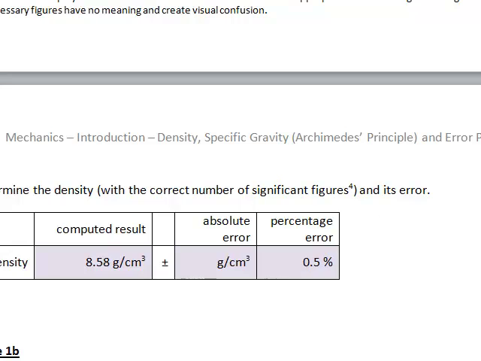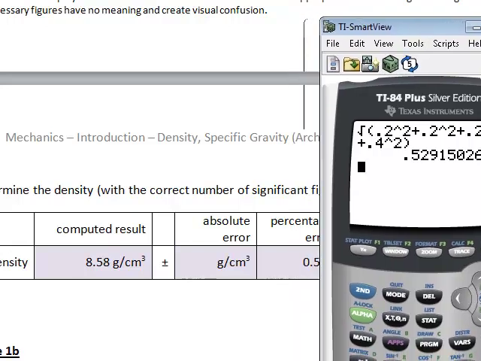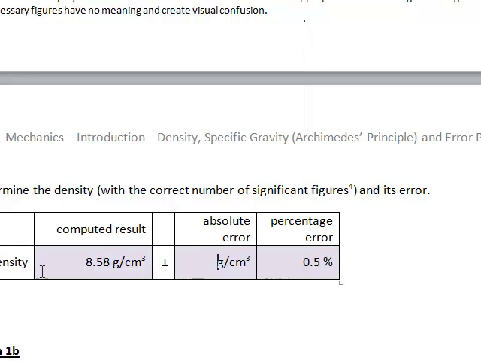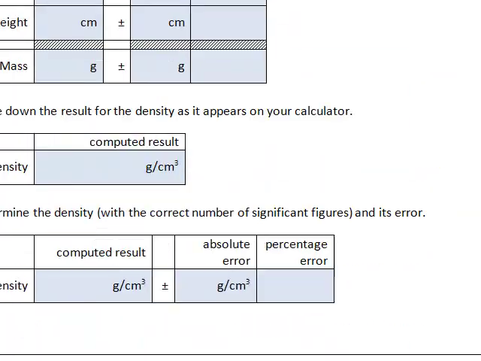Okay, and that 0.5%, which as a decimal is 0.005, multiplies with the result of 8.58, and that gives me the absolute error of 0.0429. This should be truncated after the 4 because that's the last decimal for the computed result in the hundredths, so 0.04 grams per cubic centimeter. Okay, I'm going to write this in the conclusion.